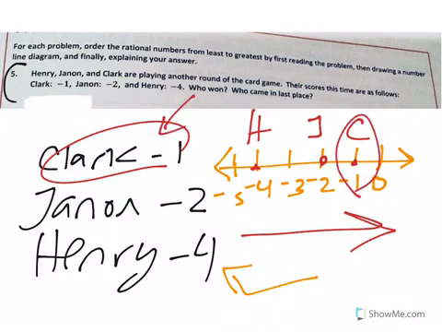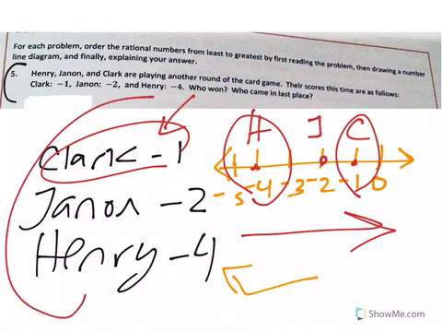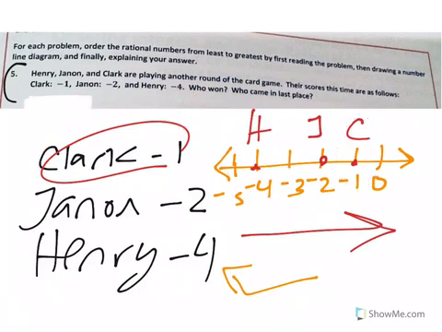So Clark won. Who was in last place? Well, Henry was -4, so Henry was in last place, and then Janon was in second place. What if we had another player, we'll say Billy, whose score was 0?